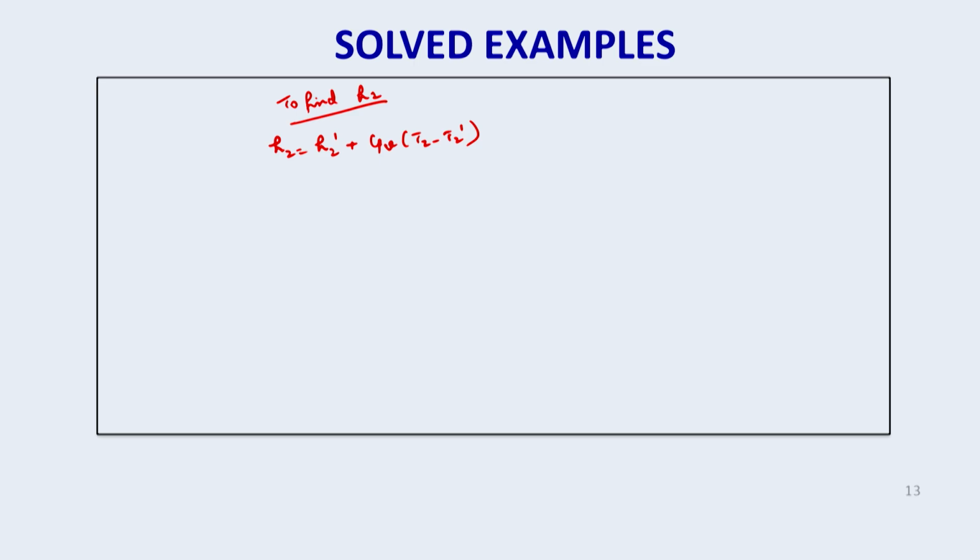T2 dash temperature we know, that is the condenser temperature. T2 we have just found. Let this be equation number 4. Cp of vapor is to be evaluated at the average temperature of T2 and T2 dash.